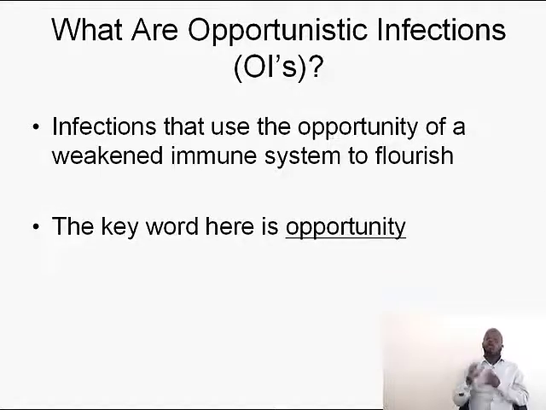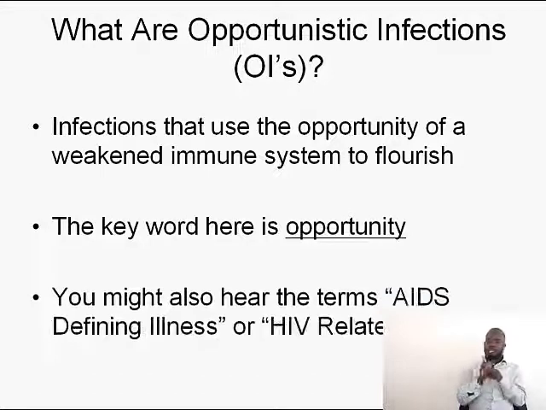And the opportunity that we're really talking about is when HIV has done so much damage to someone's immune system that their immune system can't respond to germs the way that it used to. So you might also hear the terms AIDS-defining illness or HIV-related illness, and these opportunistic infections are part of the conditions that can be met for an AIDS diagnosis, like we talked about in a previous lesson.